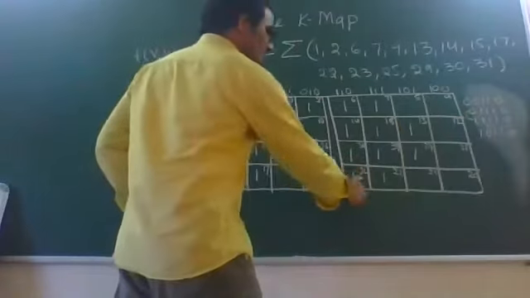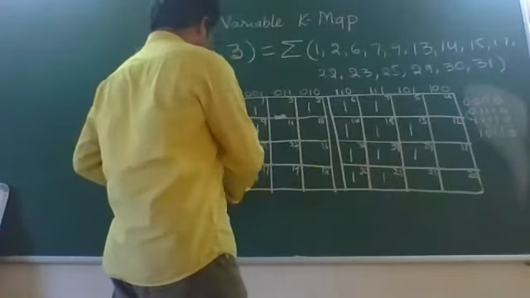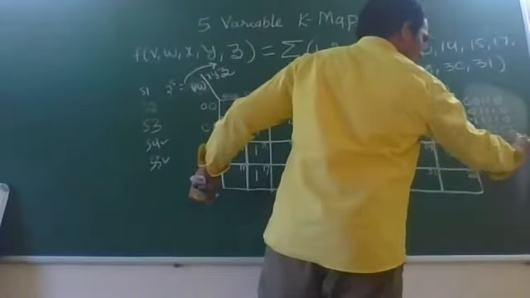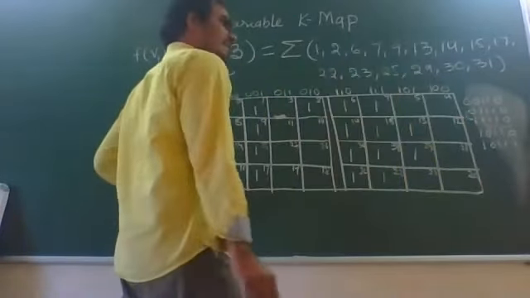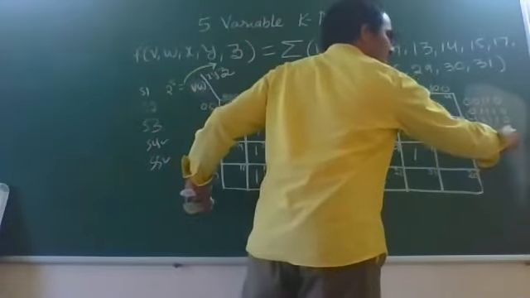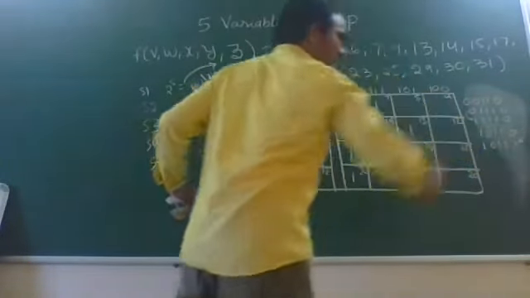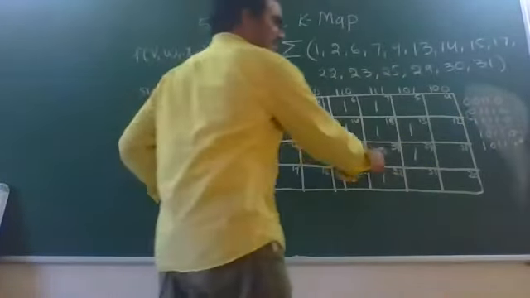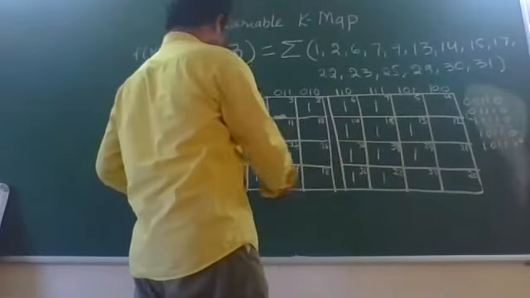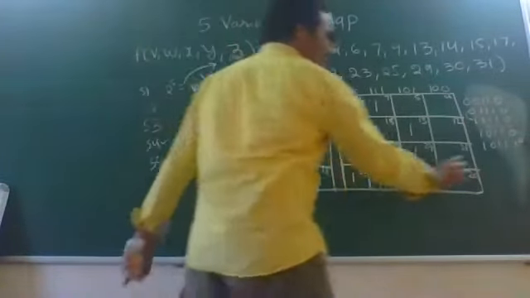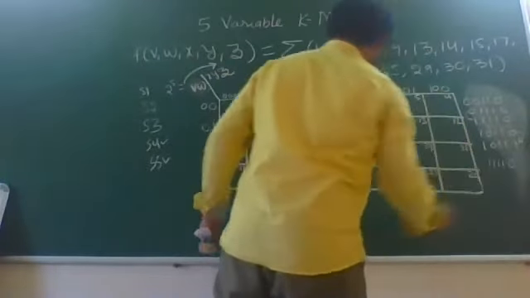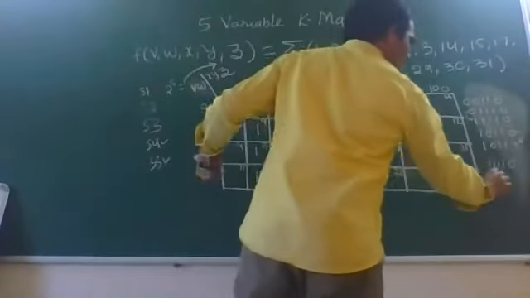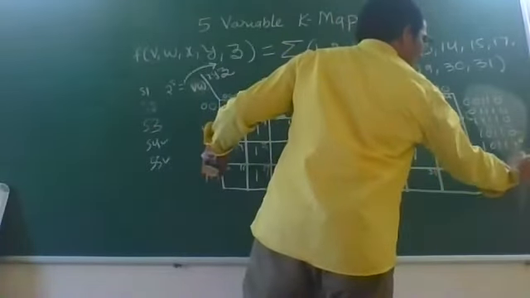Now let us check 22 and 23. 23 is written as 1, 0, 1, 1, 1. Are they adjacent to each other? Yes, they are. 1, 0, 1, 1 remain the same and there is a difference in only one position. So they are adjacent. And 30 and 31, let us check. 30 is 1, 1, 1, 1, 0 and 31 is 1, 1, 1, 1, 1. So there is only one position change.